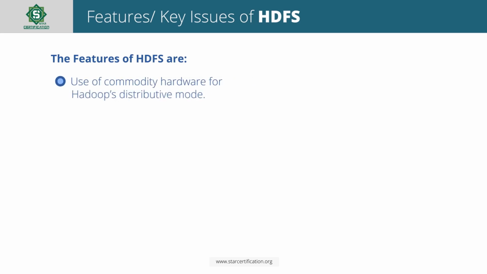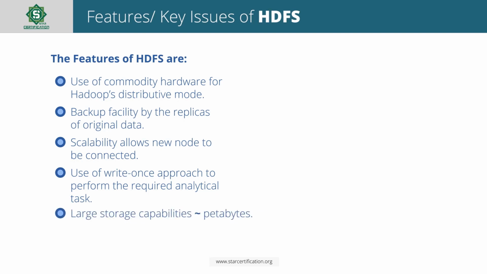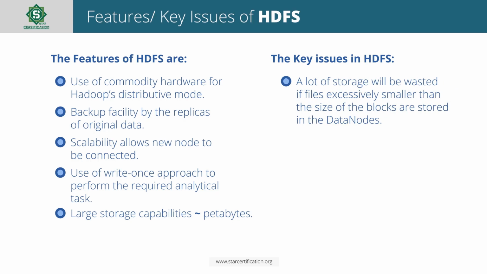Features and key issues of HDFS. The features of HDFS are use of commodity hardware for Hadoop's distributed mode, backup facility by the replicas of original data, scalability that allows new nodes to be connected, use of write-once approach to perform the required analytical task, and large storage capabilities, petabytes. The key issues in HDFS: a lot of storage will be wasted if files excessively smaller than the size of the blocks are stored in the data nodes. The data access time in an HDFS system is slow.